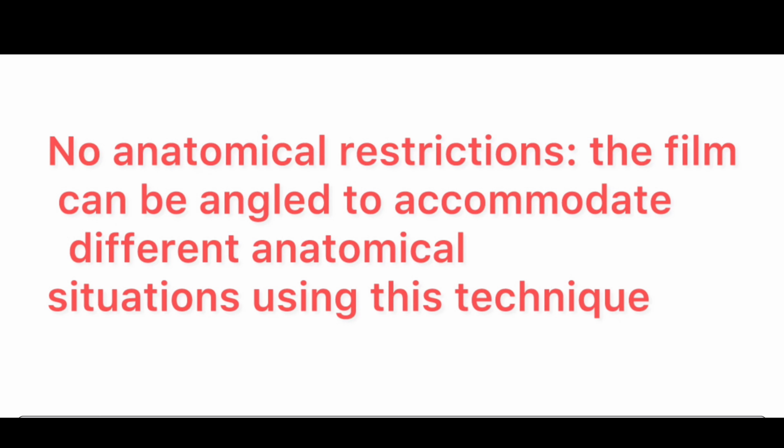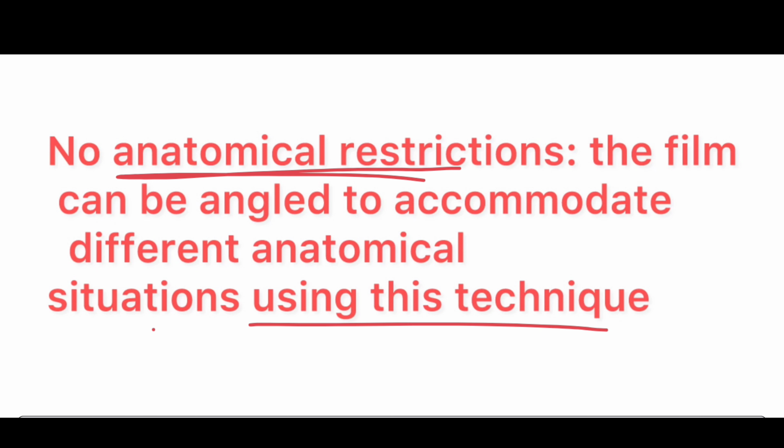So in bisecting angle technique, there is no anatomical restriction. The film can be angled to accommodate different anatomical situations using this technique. So we can also take radiographs of morphologically altered teeth and different anatomical structures.